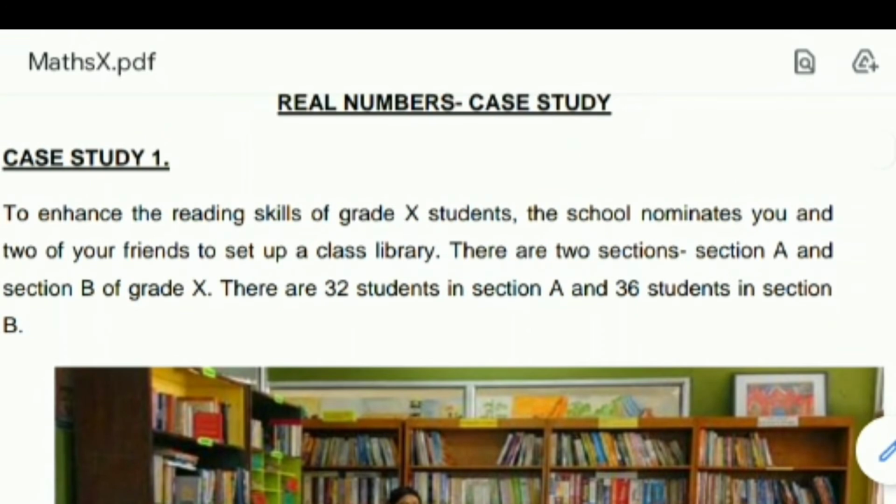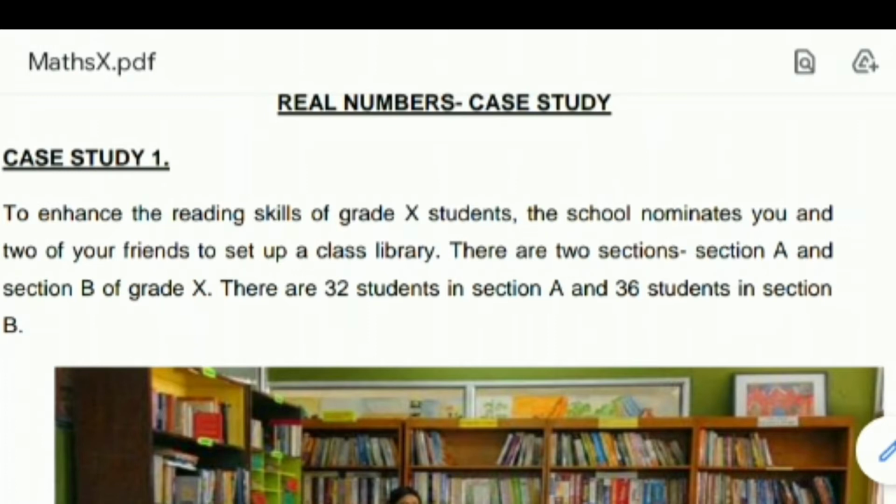So first question, to enhance the reading skills of grade 10 students, the school nominates you and two of your friends to set up a class library. So there are two sections, section A and section B of grade 10. There are 32 students in section A and 36 students in section B.